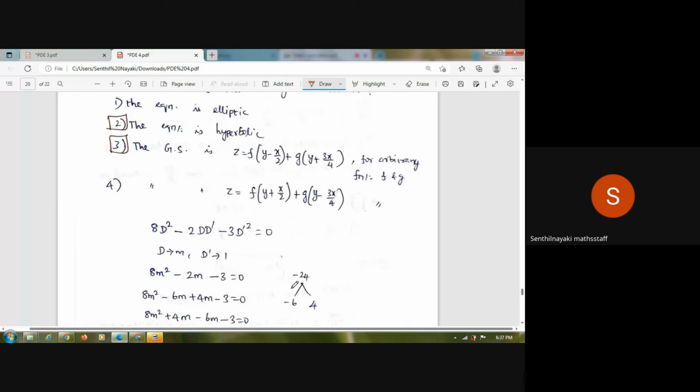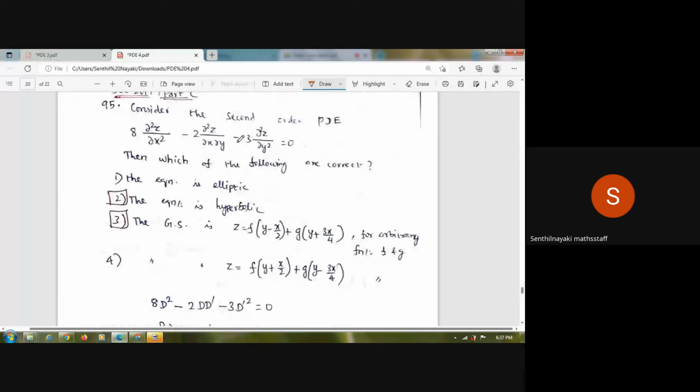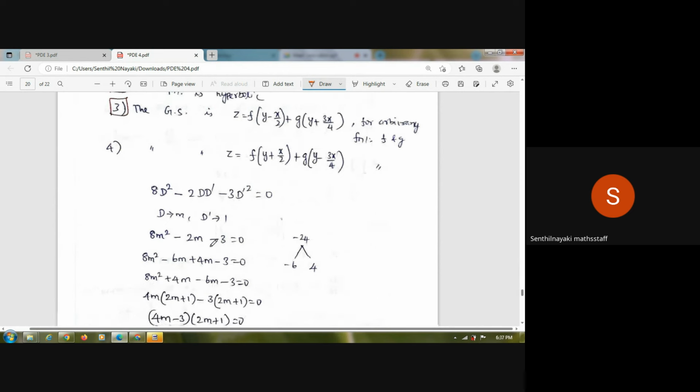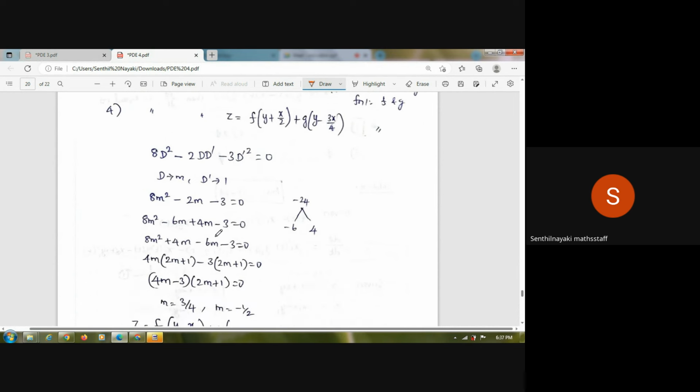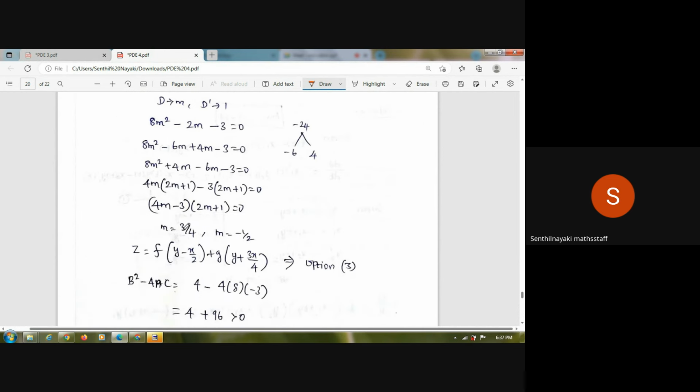In the last session, we discussed the solution procedure of second order homogeneous PDE. This is a simple equation because the right hand side is 0. Therefore, there is no need to find out the particular integral. It is enough to find out the CF alone because CF itself is the solution. So the auxiliary equation is 8m square minus 2m minus 3. After finding the roots, we have m equal to 3 by 4, m equal to minus 1 by 2.